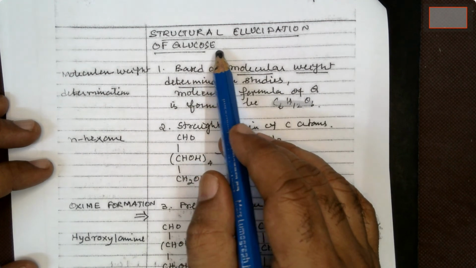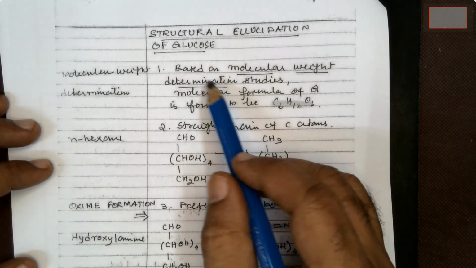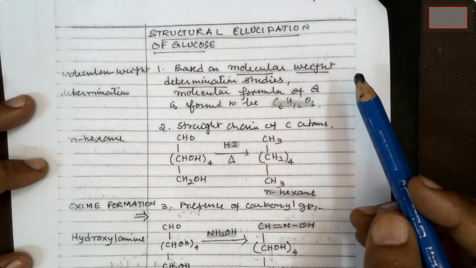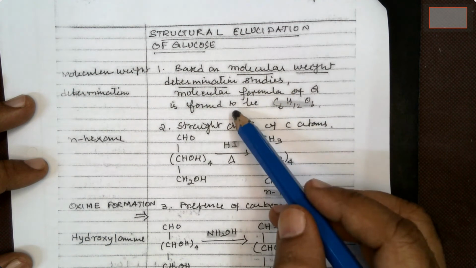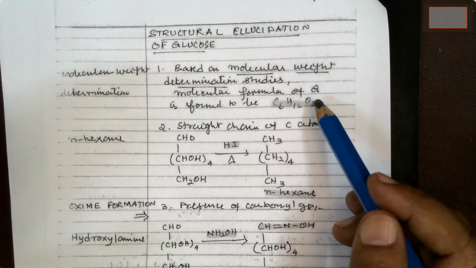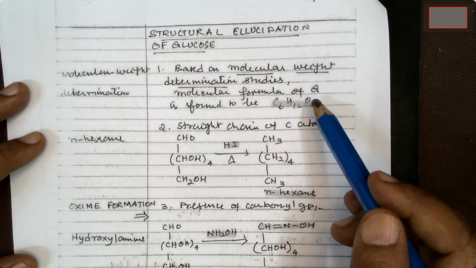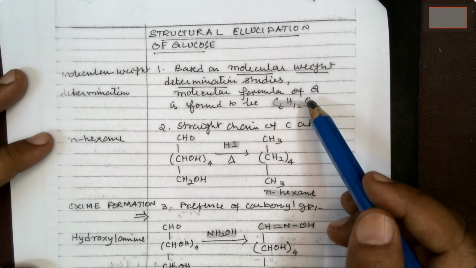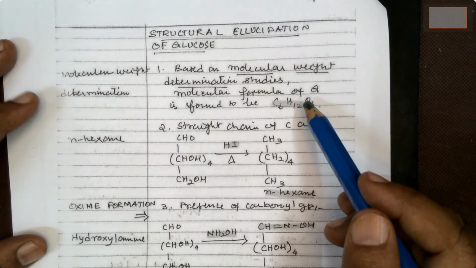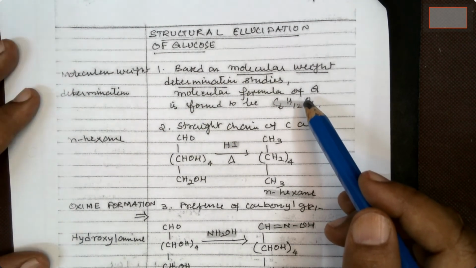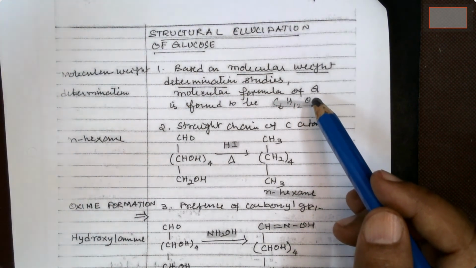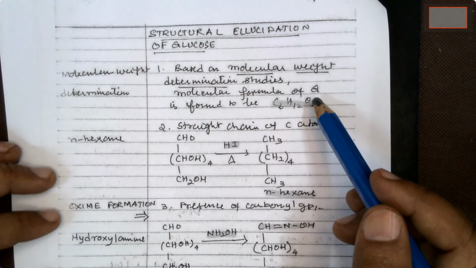Structural elucidation of glucose. Now, based on the molecular weight determination studies, we can arrive at the molecular formula as C6H12O6. We already discussed the empirical formula, which can be obtained from the percentage of elements: carbon percentage, hydrogen percentage, oxygen percentage. Based on that, we arrive at the empirical formula, and based on the empirical formula, we can get the molecular formula.